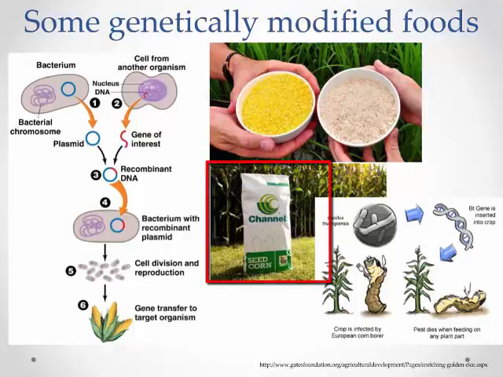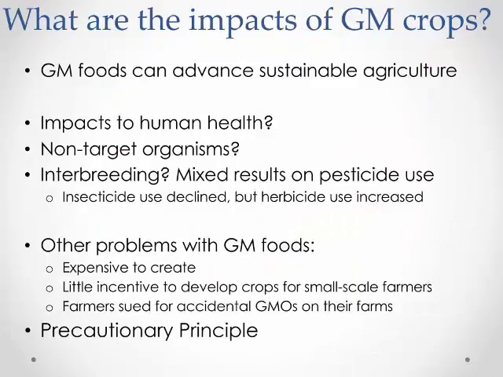A third GMO illustrated here is Roundup Ready corn. Roundup Ready crops are GMOs that have been engineered to be resistant to the herbicide Roundup. If a farmer plants Roundup Ready crops, they can then spray the herbicide Roundup around their crops without harming the crop. The debate about GMOs is still very lively, despite the fact that they have been around for over 15 years. There are some great benefits to GMOs.